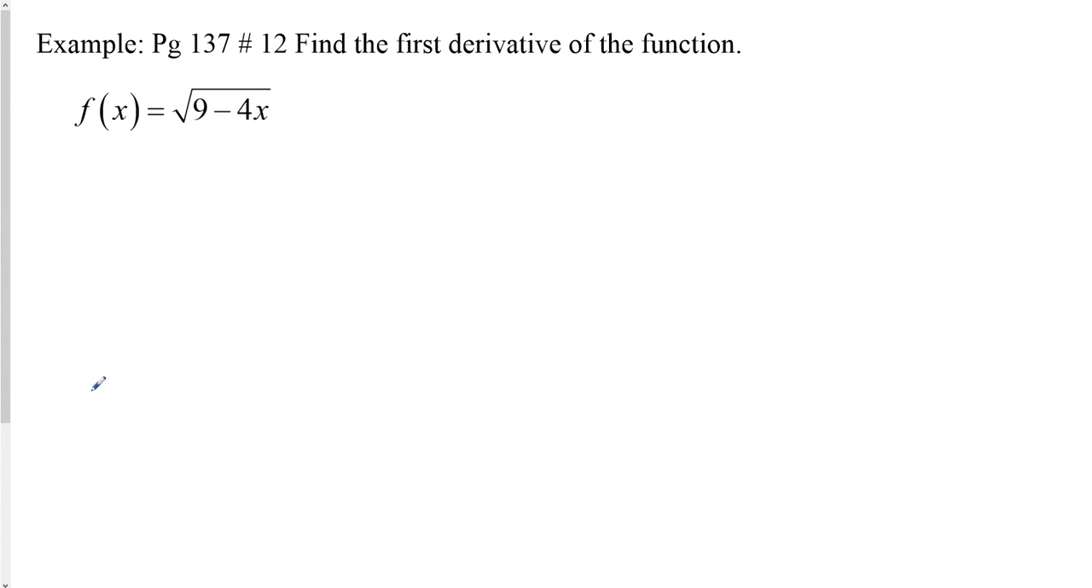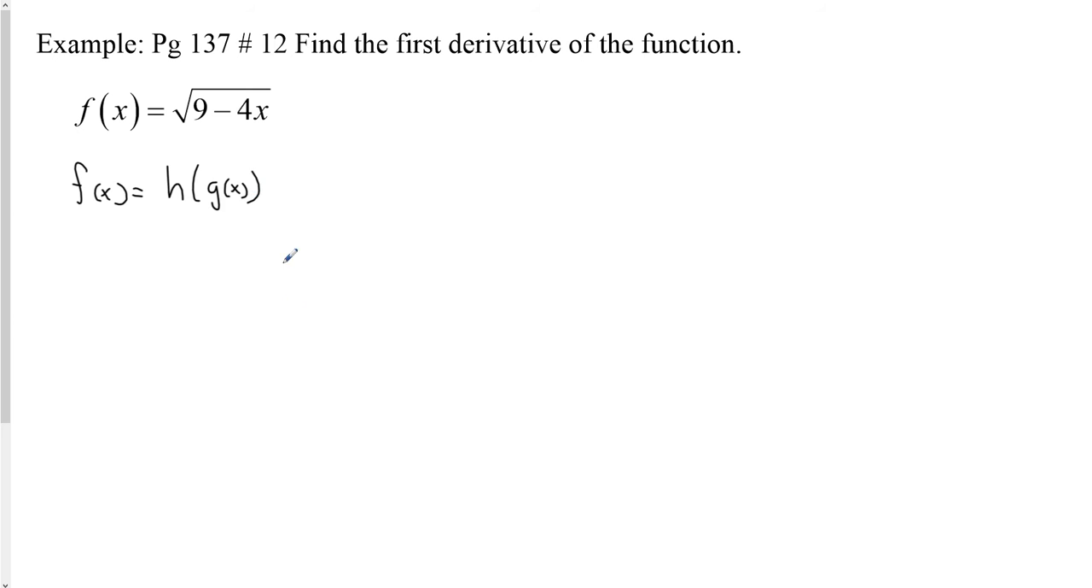All right, another example. Find the first derivative of the function. This is from page 137, number 12. And so we're going to do a lot of rewriting here, and I'm going to talk about the functions just in general. So I am telling you right now that f of x is equal to the function h of x composed with g of x.